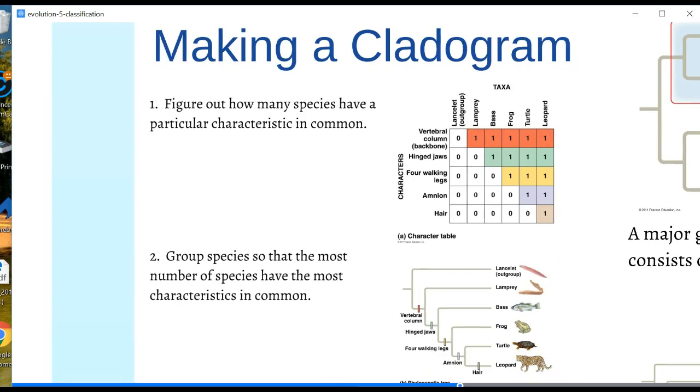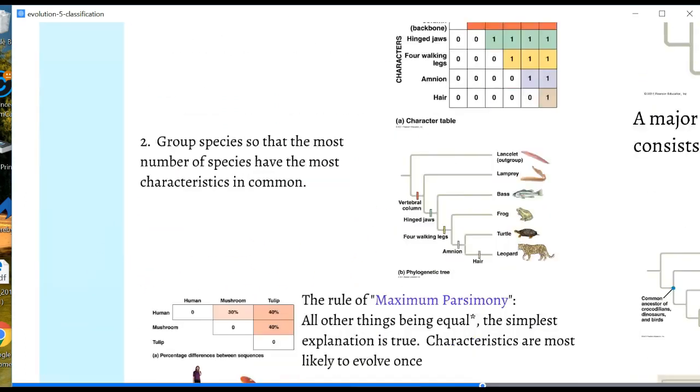All right, so to make a cladogram, you first have to figure out how many species have a particular characteristic in common. Then you have to group the species so that the most number of species have the most characteristics in common. I don't know how helpful it would be for you to actually write those things in your notes, so instead we're just going to look at an example together here.